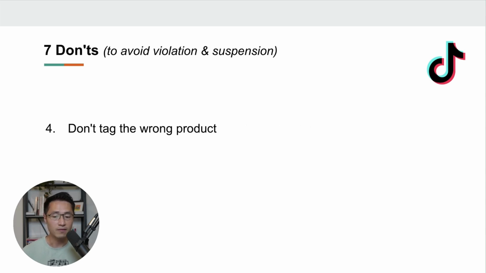So next one is a very simple one, but it's an important one, which is to not tag the wrong product. This is pretty much self-explanatory. When you're done creating a TikTok and at the end you need to tag a product, make sure that you tag the right product, because tagging the wrong product is against guidelines and will likely earn you a violation. So you definitely don't want to make that mistake.